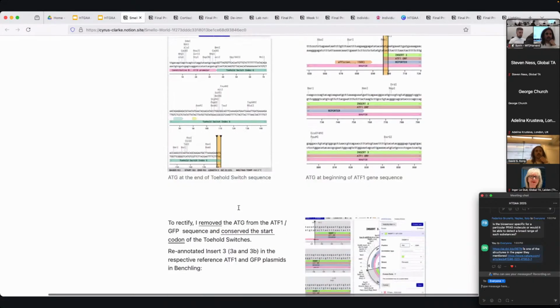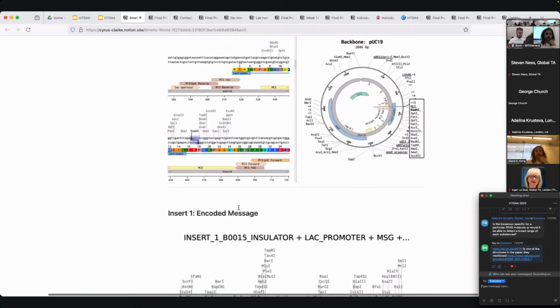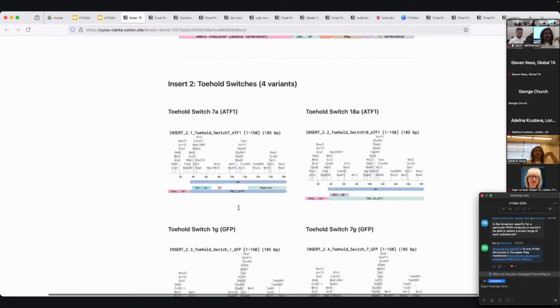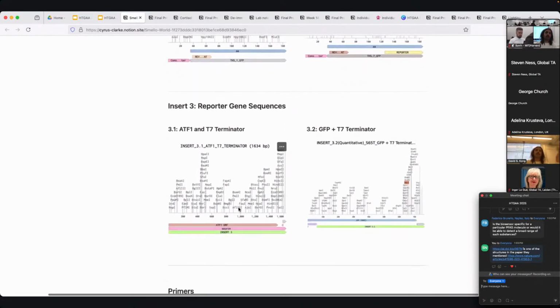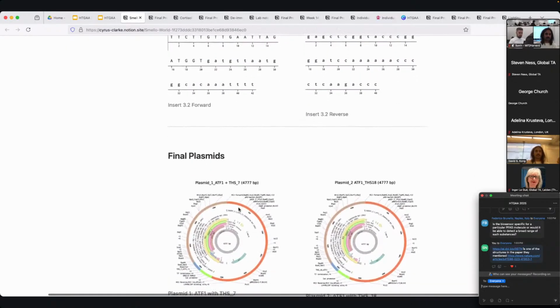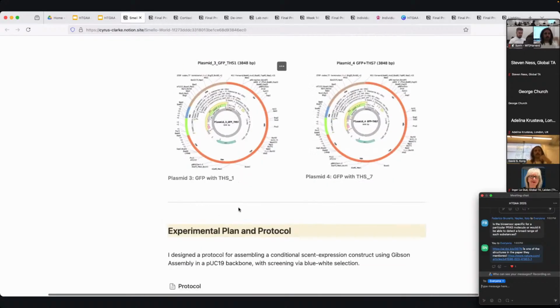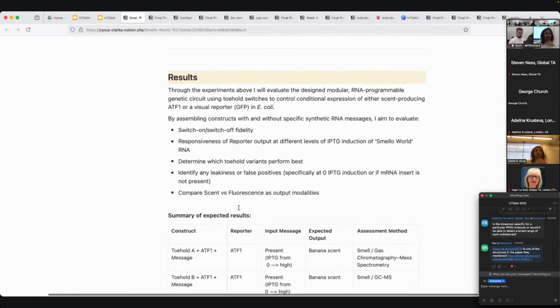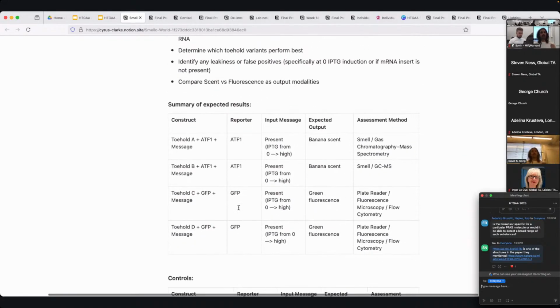And then in terms of the final design, you have all of these parts: the encoded message, the toehold switches, 4 variants of those, several reporter genes, and then a lot of primers. And then we get into the final plasmids, where there are 4 plasmids. In terms of the experimental results I'm anticipating, from the literature it seems that the banana scent that is produced should be human sensible. So I should be able to smell this. So that's going to be a very qualitative output.